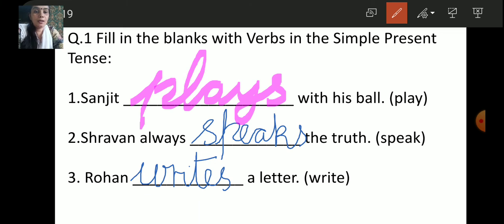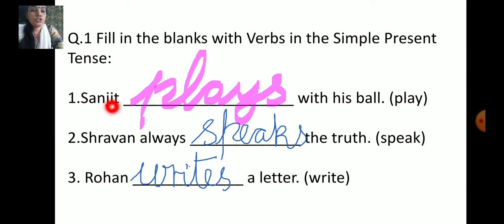Okay. So Sanchit plays with his ball. Shravan always speaks the truth. Rohan writes a letter. So this is in simple present tense. Now in your exam, options will be given, so you have to just choose the answer. So you have to remember what is simple present tense.